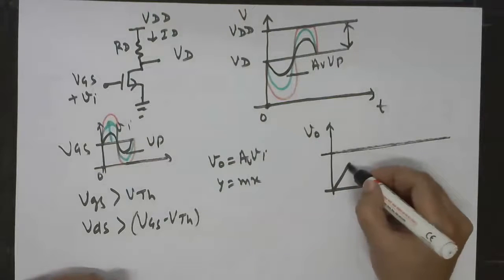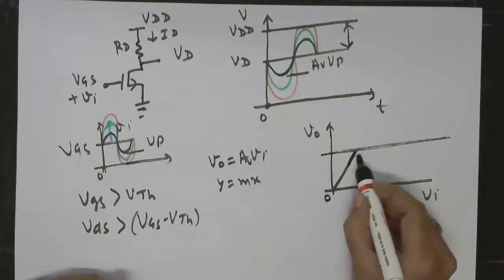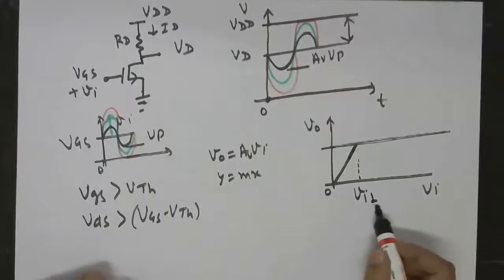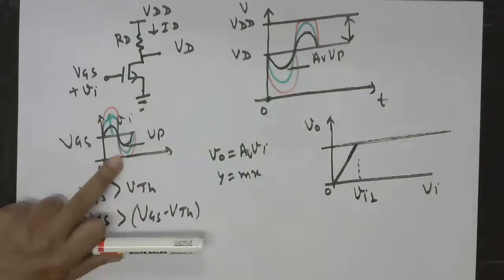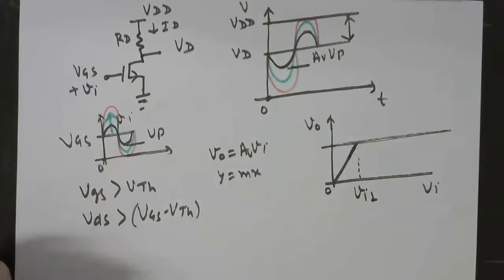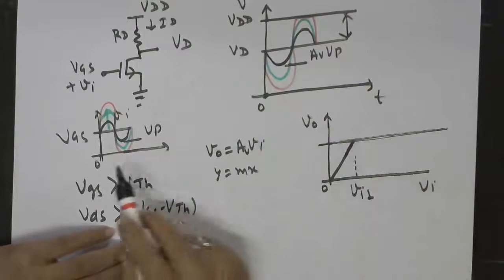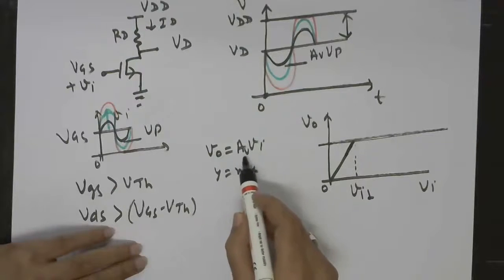So now if you have a large gain, say for example this scenario, then this will definitely hit this upper limit for certain VI. Let us say VI1. That means if you increase your input here beyond VI1, then the output will start getting distorted. And we never want that to happen. So what we will have to do is either keep the input smaller, or keep the gain smaller.